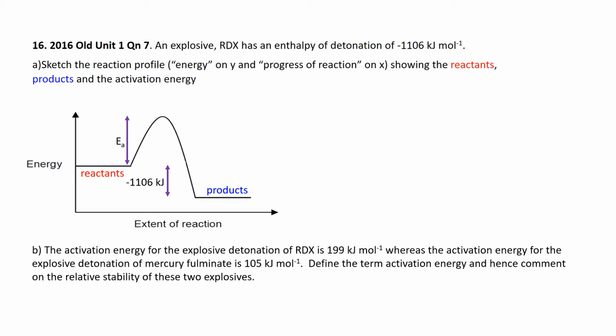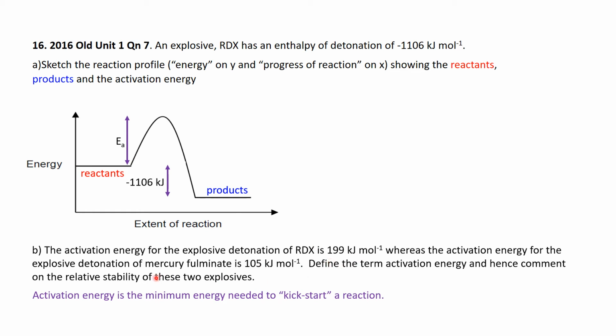Activation energy for the explosive detonation of RDX, 199. Activation energy for mercury fulminate, 105. So activation energy, energy needed to kick-start the reaction, right? You can have all the collisions you want over here with the reactants, but unless a collision has the energy to get over this hump, i.e. in this particular case, 199 kilojoules per mole, that reaction is not going to happen.